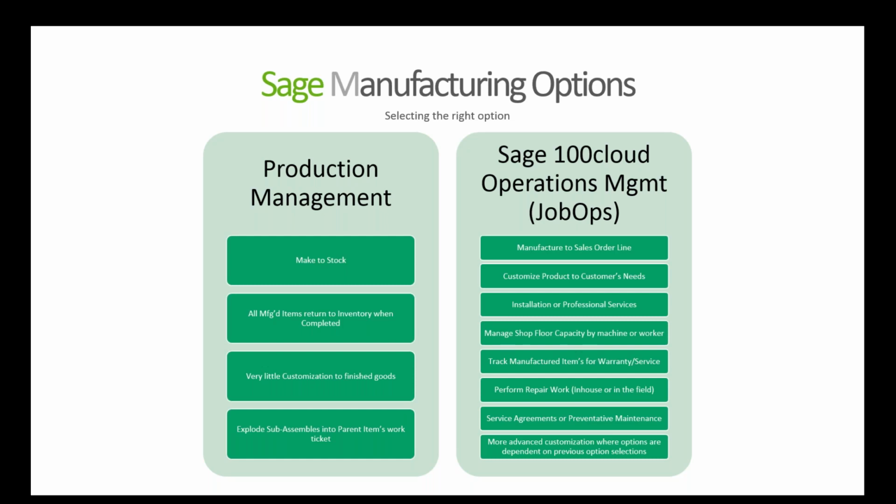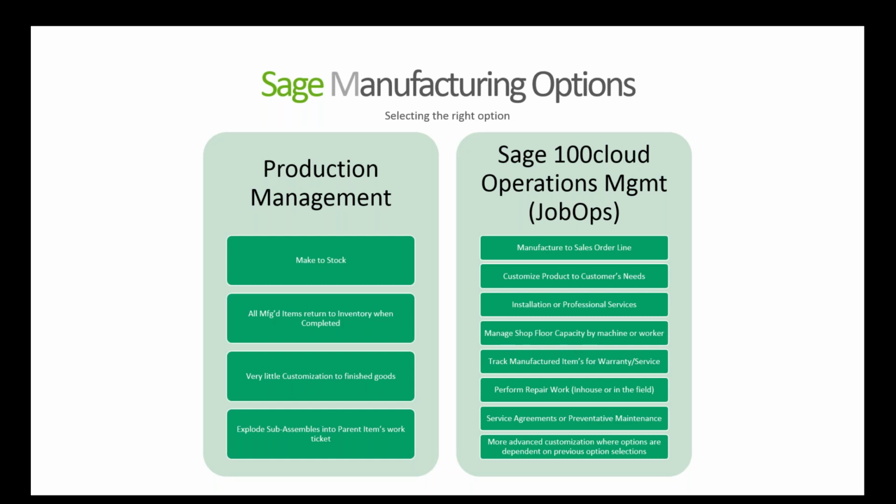Again, production management, we are make to stock only. Everything we do is going to return something to inventory as a finished good. There's very little customization that we find in these particular target customers. They don't go in and modify the material. They don't modify the steps very often. It's pretty much I'm building the same thing over and over and over, and I'm not really customizing it beyond the actual bill of materials and/or template that I have set up.